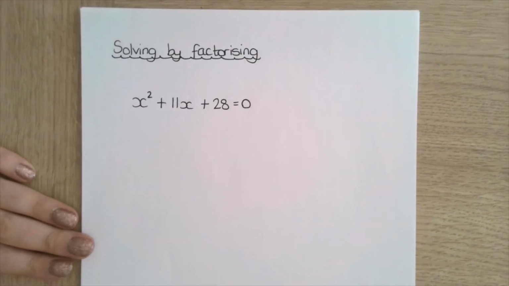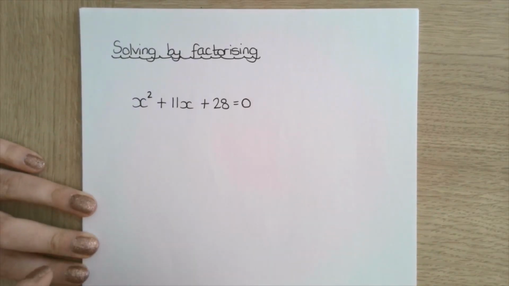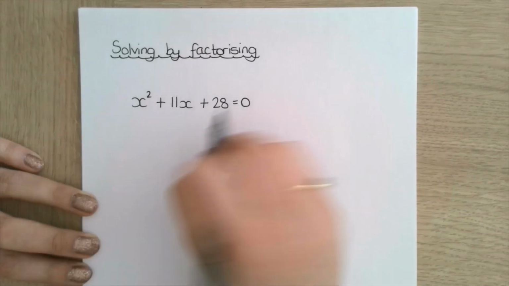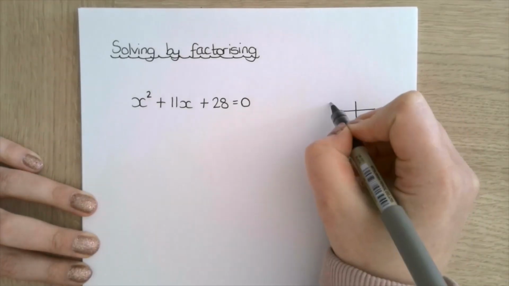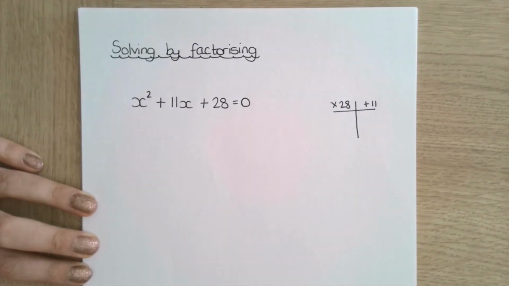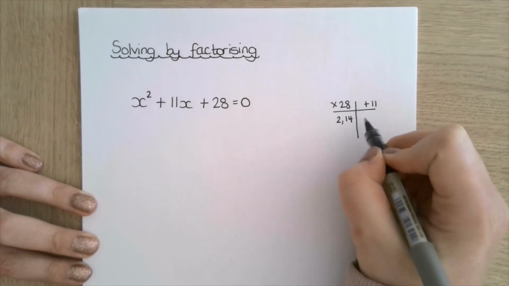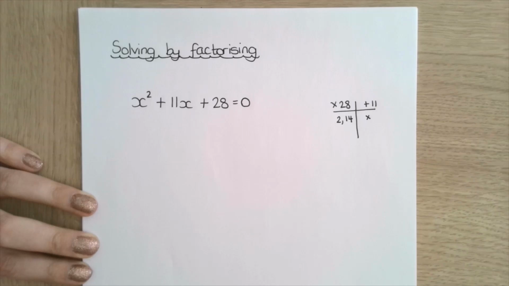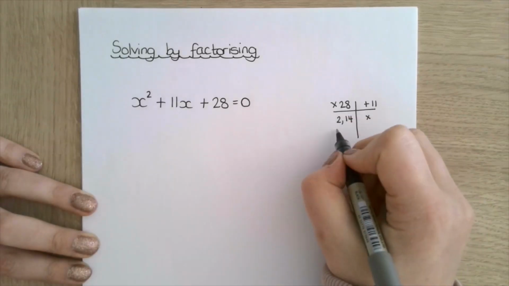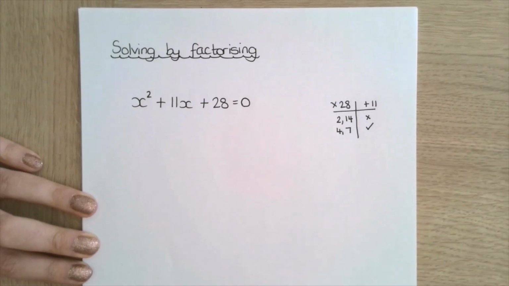So the first method that we're going to look at is solving by factorising. So here's my first quadratic equation. It is equal to 0, so I can just go ahead and factorise. I need 2 numbers that multiply to make 28 and 2 numbers that add to make 11. First 2 that I'm going to go for is 2 and 14. When I add those together they make 16, not 11. So I'm going to try 4 and 7. They do add to make 11.